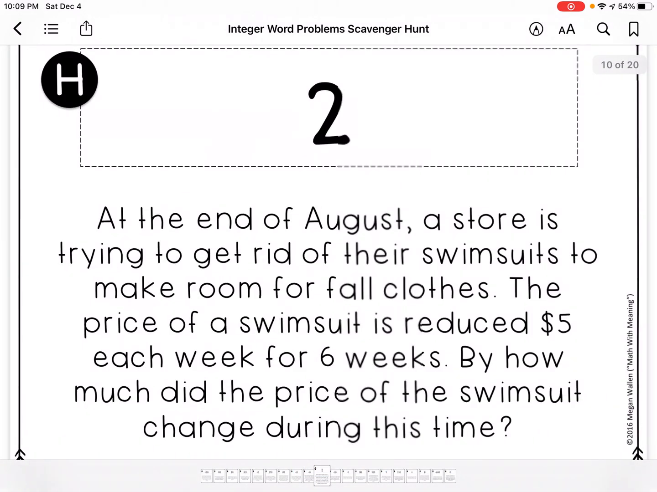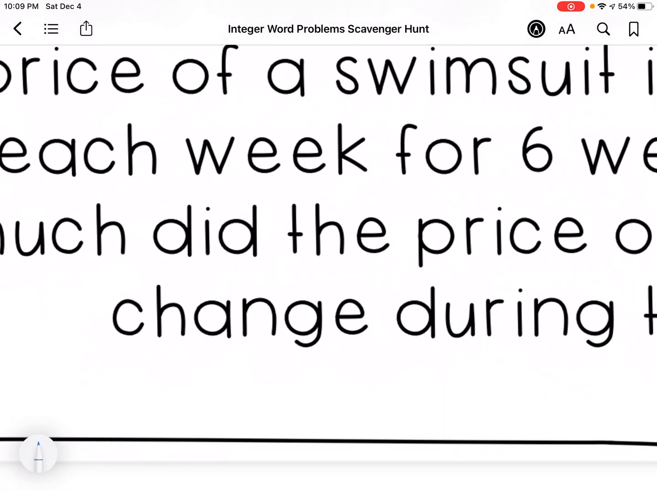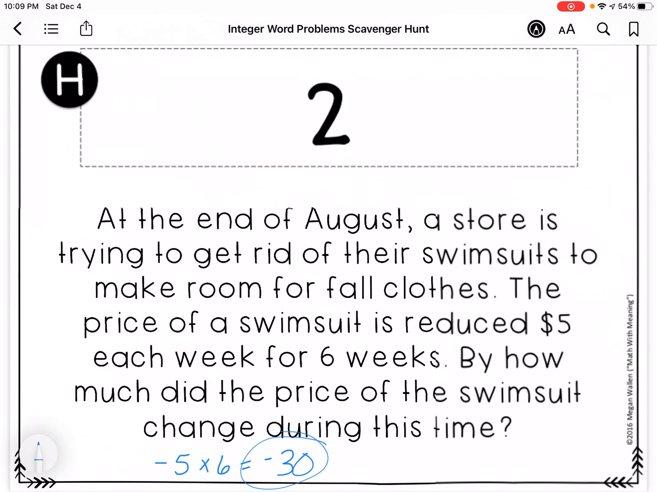At the end of August, a store is trying to get rid of their swimsuits to make room for fall clothes. The price of a swimsuit is reduced by $5 for each week for 6 weeks. By how much did the price of the swimsuit change during that time? So if it's reduced, that's a -5 times 6 weeks. So that's a -30 change.